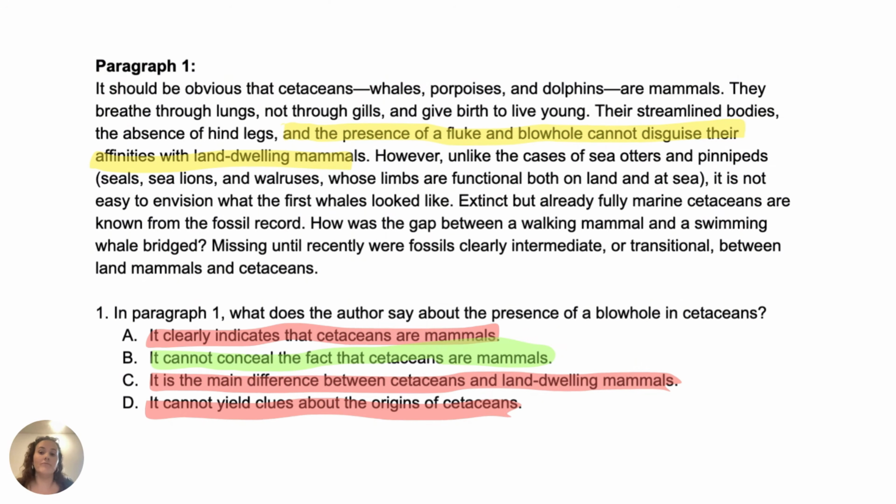But now that you know, there you go. Affinities means similarities. It can also mean being really good at something, like I have an affinity for teaching the TOEFL.